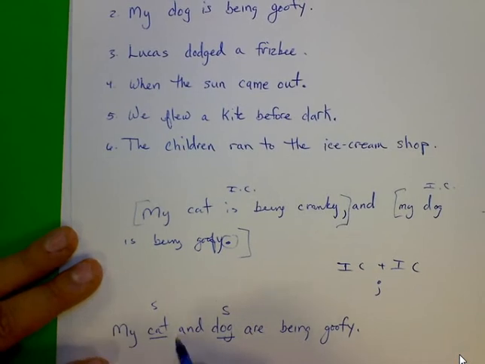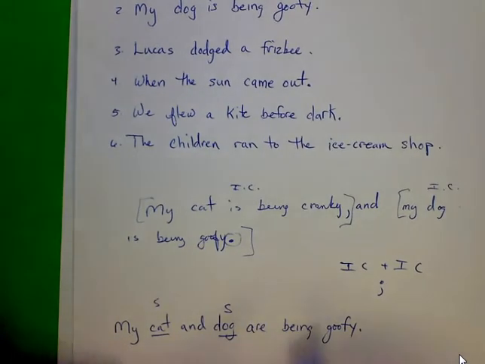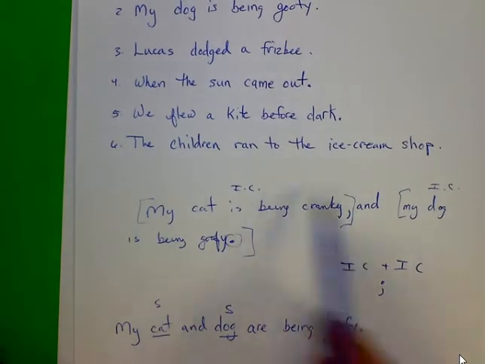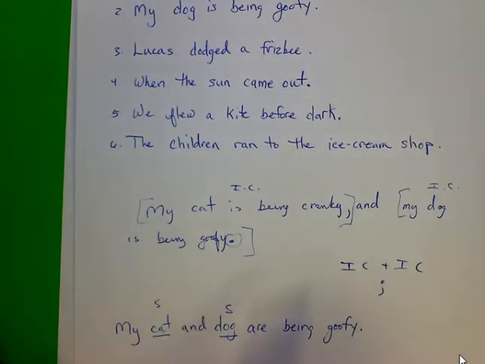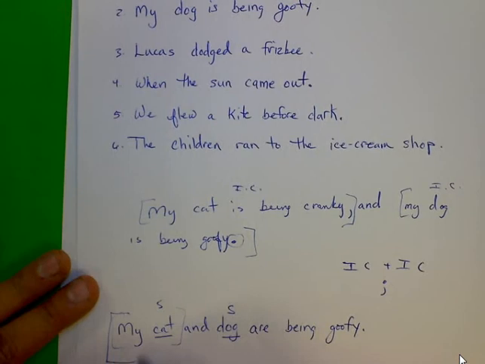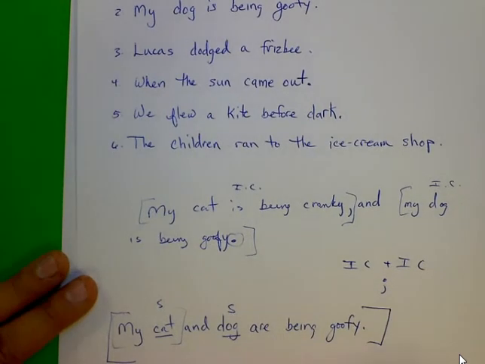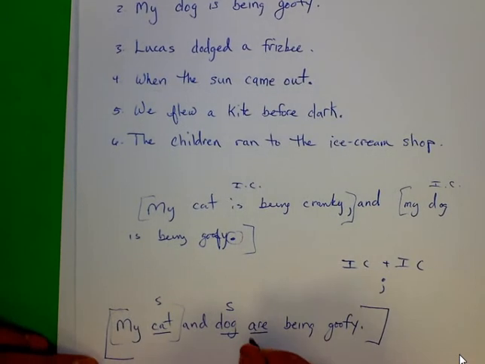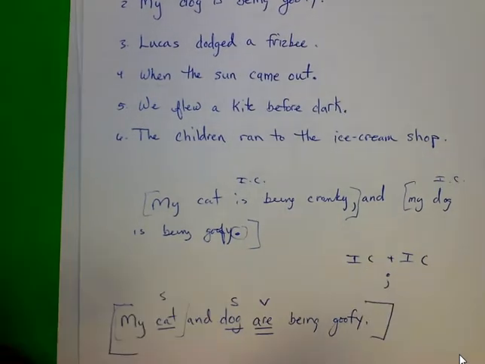Notice there is no comma between them, because the comma's job is to separate the independent clauses in a compound sentence. We can't say, my cat, period. That's not an independent clause. We have one independent clause here. Technically, this is still a simple sentence. It just has a compound subject and one verb, because they're both doing the same thing.